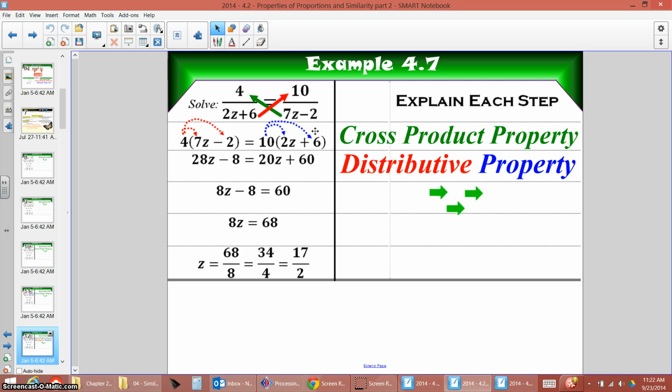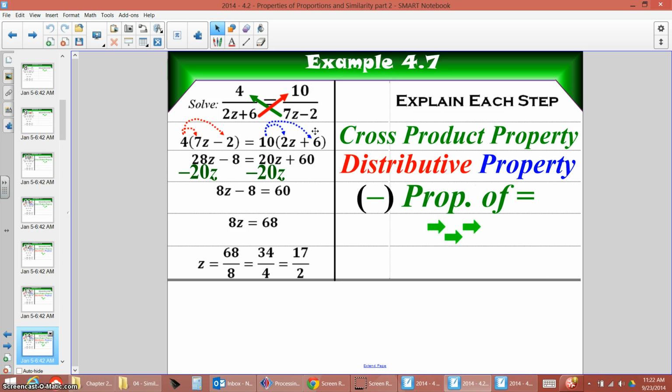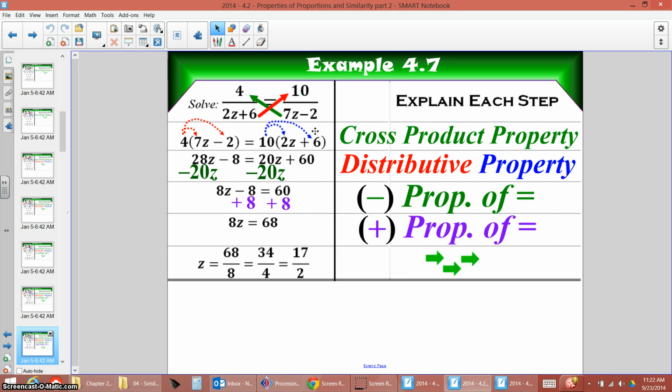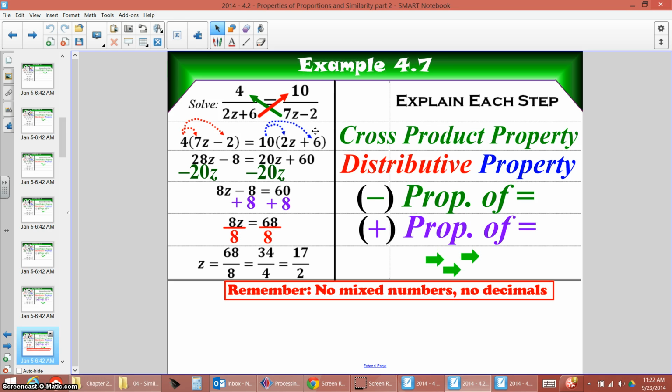Now we're going to combine like terms. We're going to use the subtraction property of equality to get the 20 over. And then we're going to use the addition property, add the 8 over. And then we're going to use division property to divide by 8.